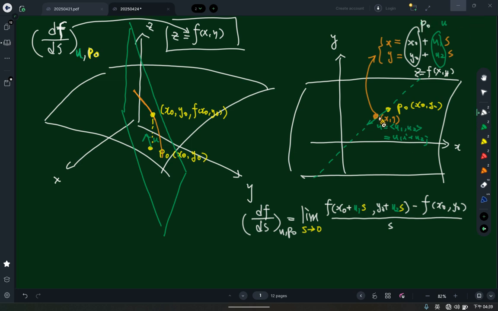So all points here can be represented as this one. For example, if I use another point, if we just follow this way, then we can get this point as S0 plus U1S, and Y0 plus U2S. This is P0, S0. So apart from this original point, we can find another point here.